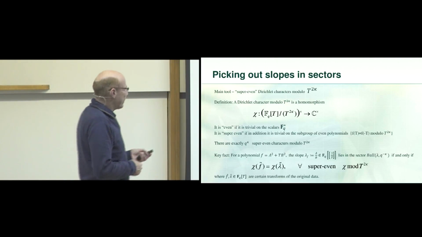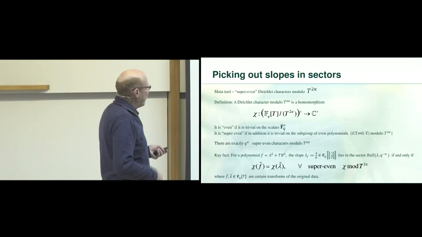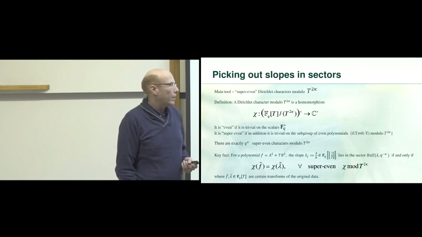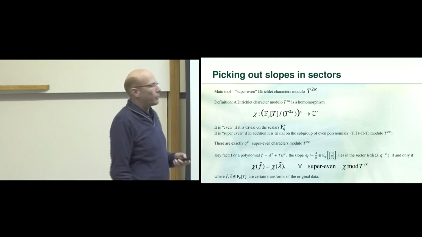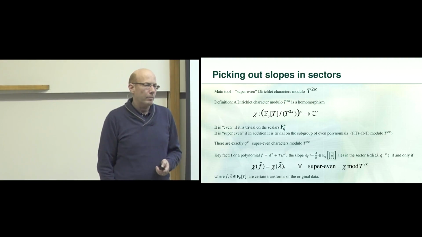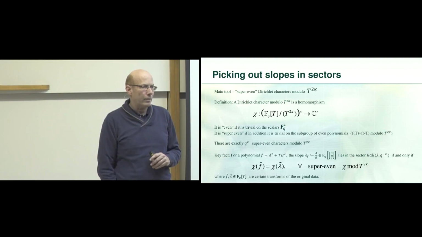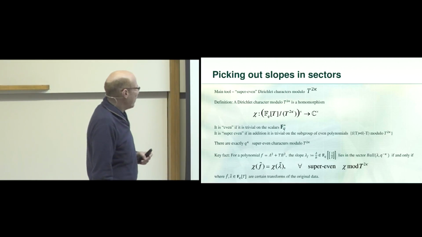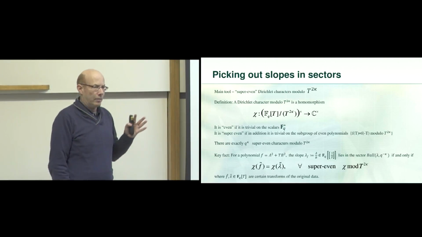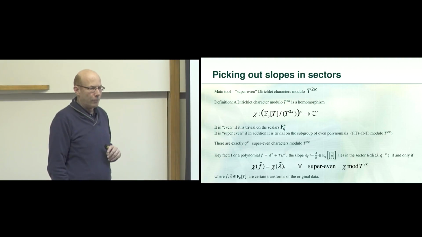And then the key fact is that I can tell if a polynomial has a given slope. Two polynomials have the same slope if and only if all super even characters agree on the suitable transform of these polynomials. This is a computation that Ezra came up with and which I still don't understand at the philosophical level.